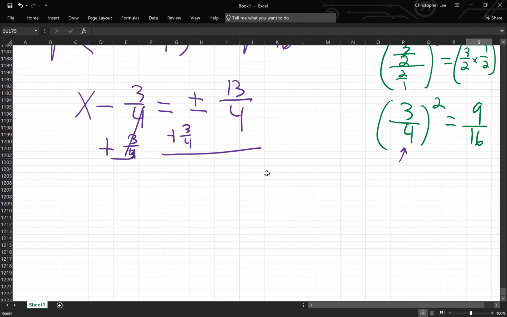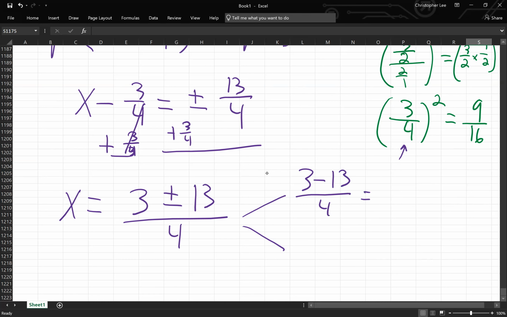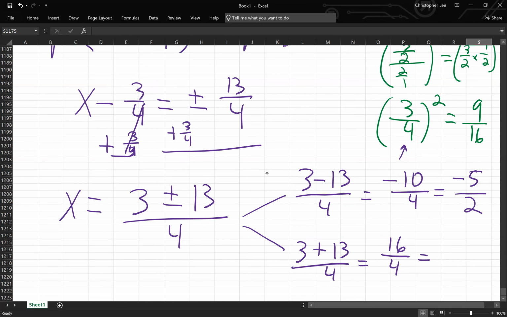So scroll down. So now I have x is equal to 3 plus or minus 13 all over 4, since they have the same denominator. I'm going to have two answers here, right? One of them is going to be 3 minus 13/4, which will give me a -10/4, which you could reduce down into a -5/2. And the other one will be 3 plus 13/4, which will give me 16/4, which I can reduce down to just 4, right? These are my final answers.